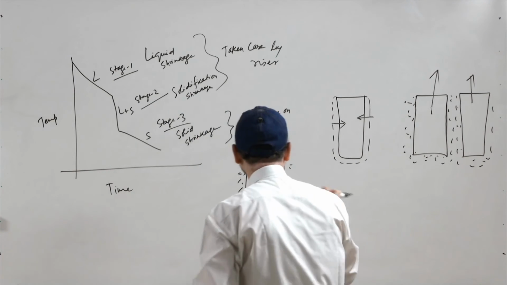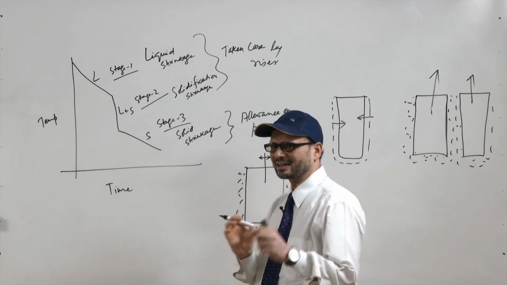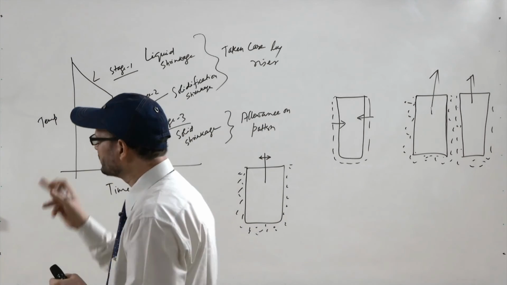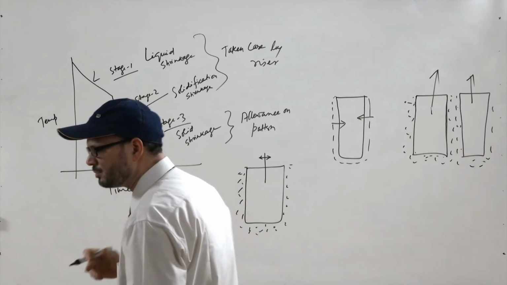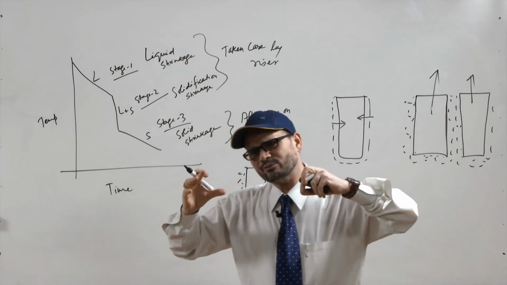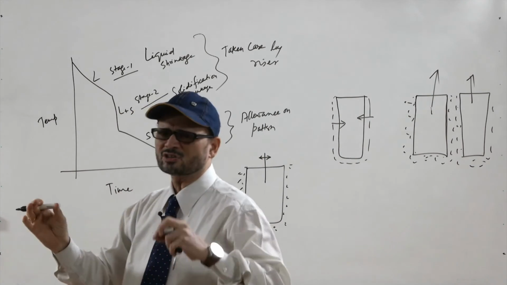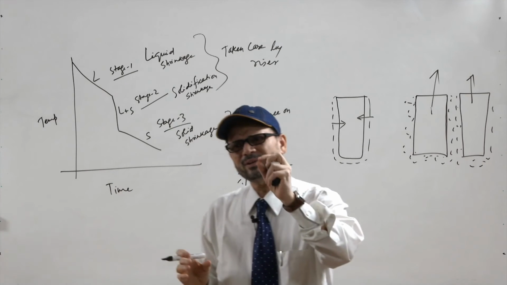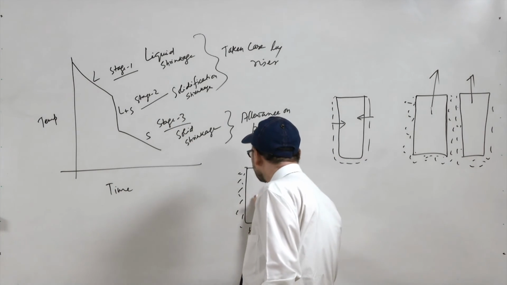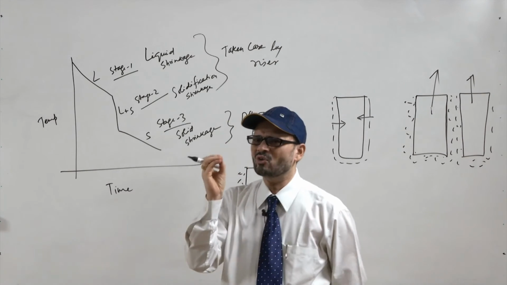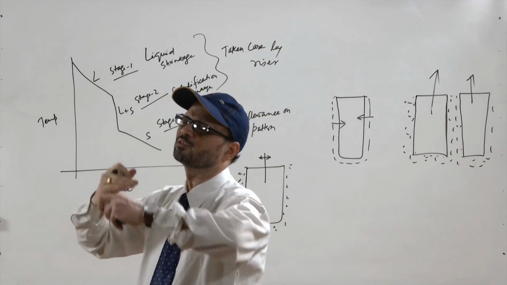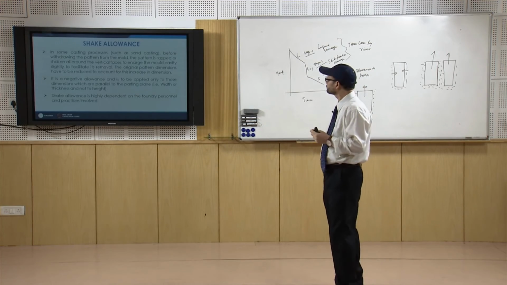Once you do that, it makes the cavity size a little bit higher, so the cavity is made oversized. This is a type of negative allowance, because anyway you have to take the pattern out, so you will have to shake it. During the process of shaking, the cavity becomes a little bigger. In that case, you will have to have the pattern of somewhat smaller dimension, so that once you shake it, the cavity of required dimension can be found.